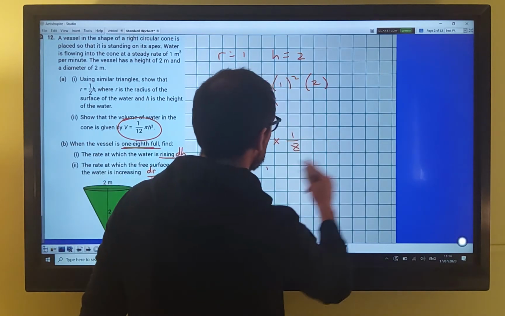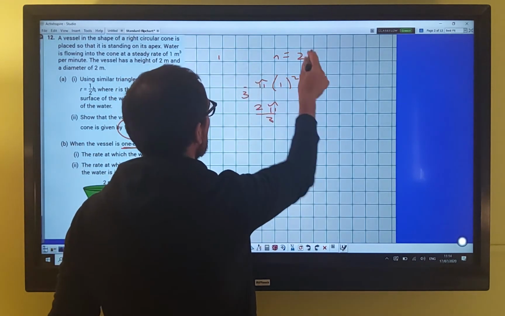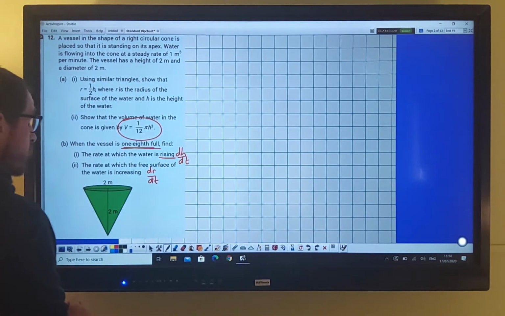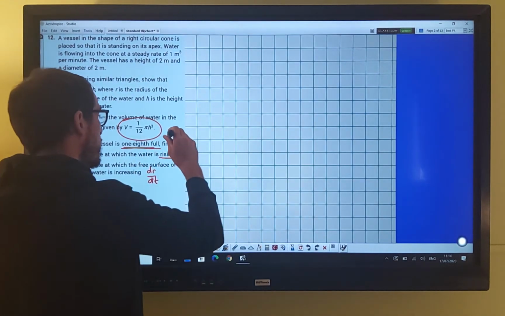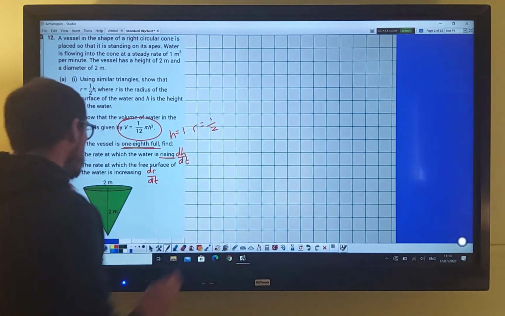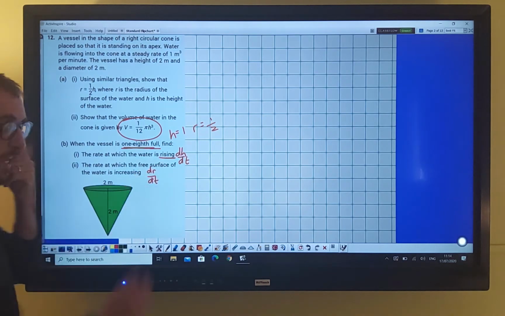So as I said, it's a complex question. There's a lot of parts to it, and you have to segregate them and use the information from different parts. So when it's 1/8 full, we know that the height is equal to 1 and the radius is equal to a half. Now you have to find the dh/dt.